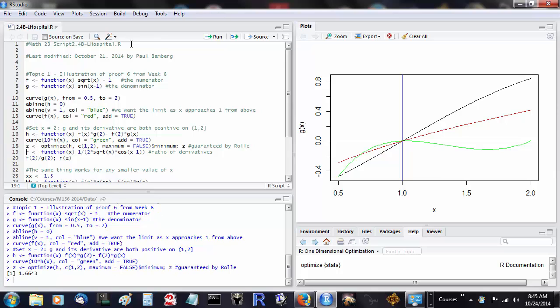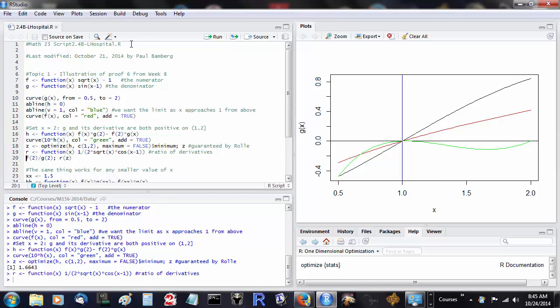So we will find that point z by using the optimize function in R. And now I'm going to calculate the ratio of the derivatives. I differentiate f, I differentiate g. I had to do both those by hand because R doesn't do computer algebra. But having calculated the ratio of the derivatives, I can do a comparison.